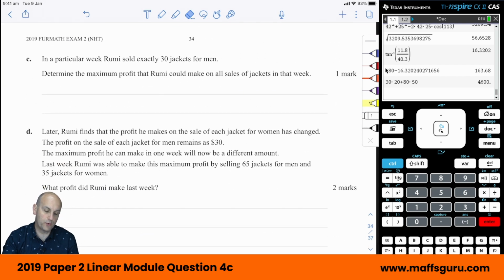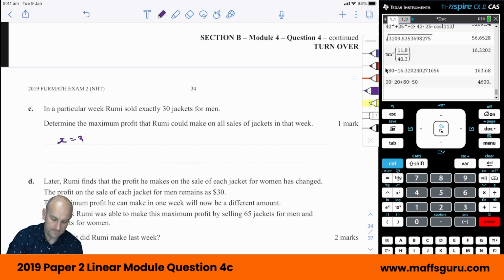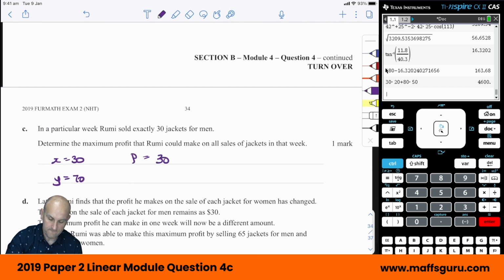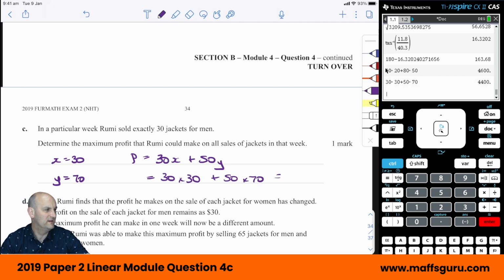All right, in a particular week, Ruby sold exactly 30 jackets for men. Determine the maximum profit that Ruby could make on all sales of jackets in that week. So 30 jackets for men would give me here 30 and 70. So x would be equal to 30 and y would be equal to 70. And again, because I've got my profit function, it stays exactly the same as the last question, which was 30x plus 50y. So 30 times 30 plus 50 times 70 gives me $4,400. Ka-ching, and that's the right answer.